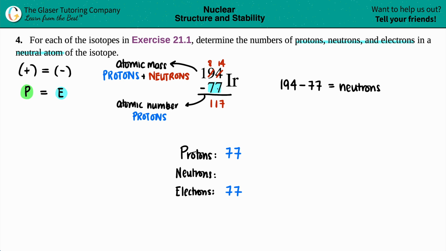And I could also just double check by adding these two together just to make sure I get 194. 7 and 7 is 14. That's 9 and 1, so we're good to go. So 117. And we're done. So we got 77 protons and electrons because it's neutral. And you have 117 neutrons.